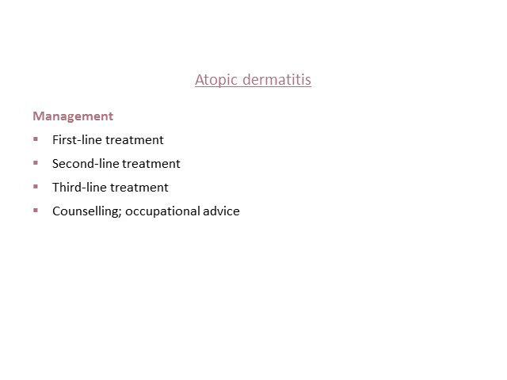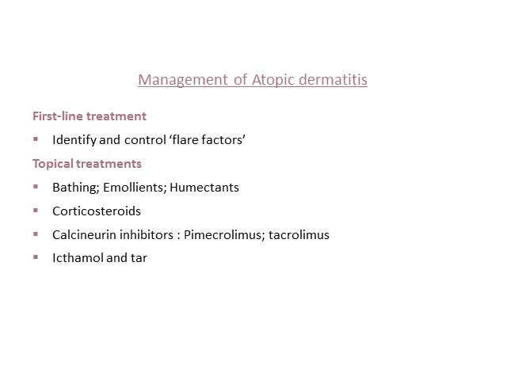So how do you manage atopic dermatitis? Atopic dermatitis can be managed by different lines. The first line treatment includes identifying and controlling the flare factors. The topical treatments we commonly use are bathing, such as emollients and humectants. Then we use topical corticosteroids. Certain calcineurin inhibitors are also being used, such as pimecrolimus and tacrolimus, and ichthammol and tar.